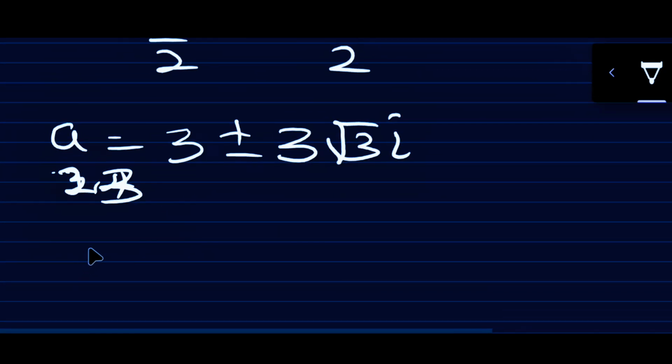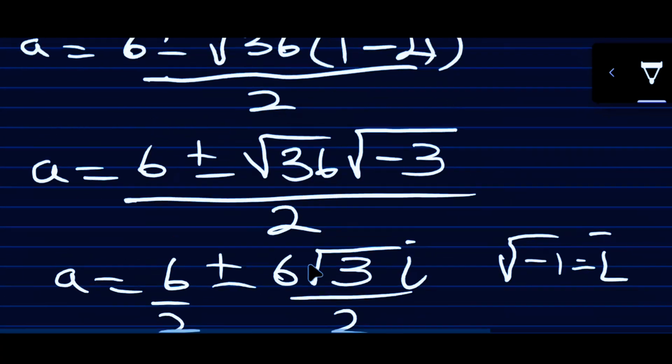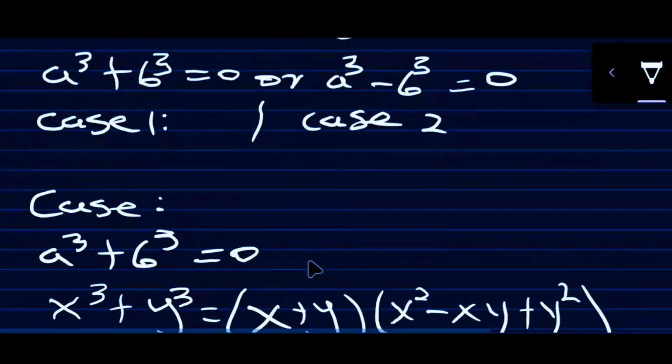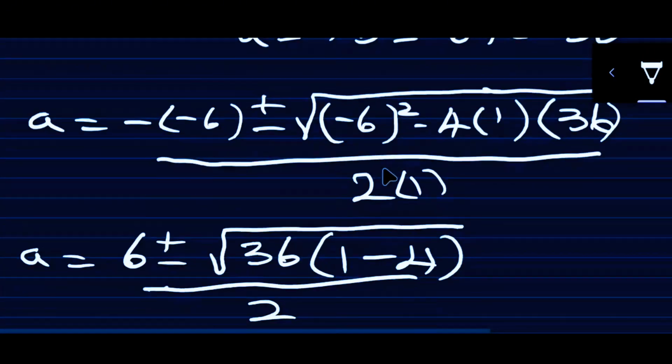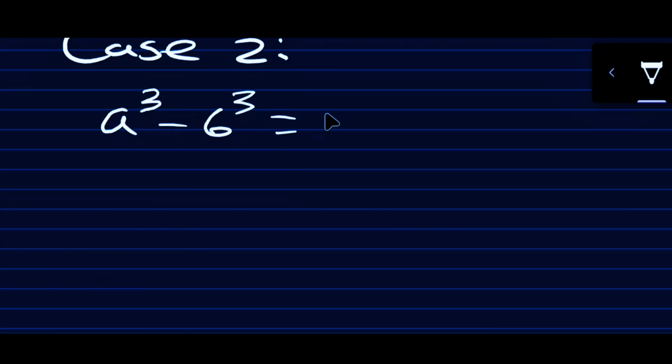Then for case 2, let's go back and find what our case 2 is. So case 2 is a cube minus 6 cube equals 0. So let's write that down. So we'll have case 2 as a cube minus 6 cube equals 0.